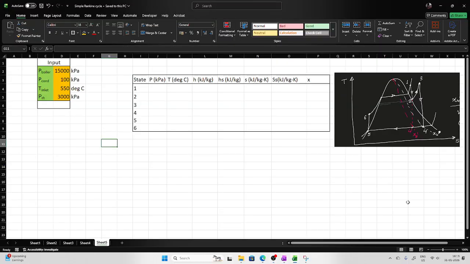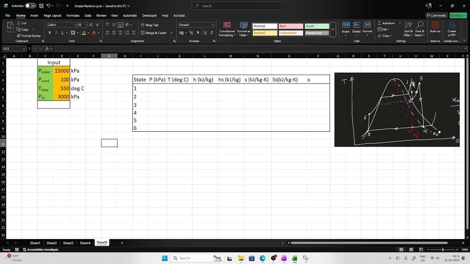Hello friends, I welcome you all to this session on power plant engineering. Today we are going to model the reheat Rankine cycle, where we are assuming that the turbines and pumps are behaving ideally. So let us do it.